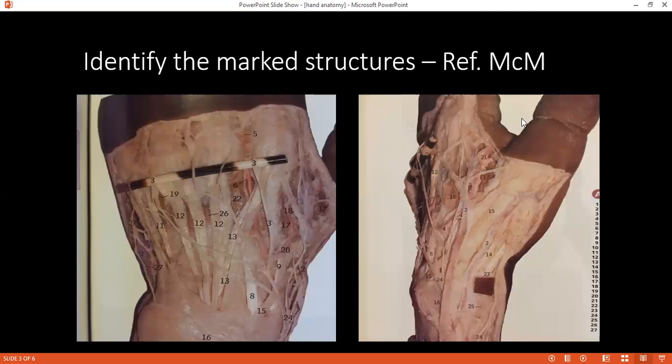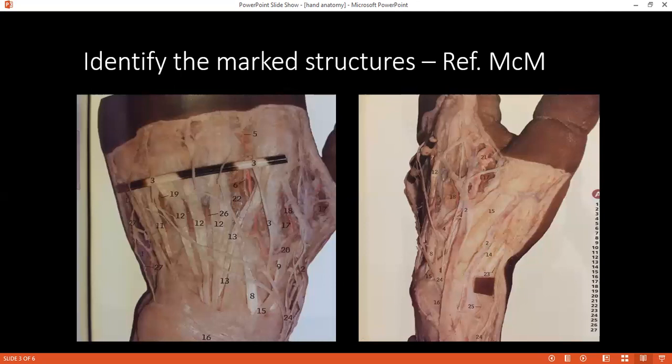Can you please tell me what are the movements which are allowed by the thumb? Yes, we have flexion, extension, adduction, abduction, and opposition. Can you mention all the muscles which are causing these 5 movements? For flexion, we have flexor pollicis longus, flexor pollicis brevis. Supplied by which nerve? Median nerve. Very good.